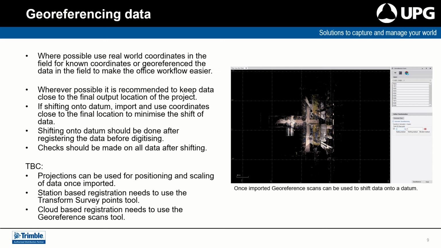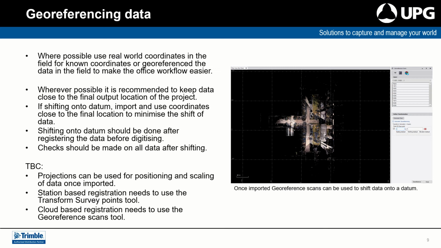In TBC, projections can be used for positioning and scaling data once imported. Station-based registration needs to be done using the Transform Survey Points tool, whereas cloud-based registration needs to be done using the Georeferencing scan tool. So by this, because if you're using an SX series instrument, you know the setup of the location of the scan data and it's done using the stations, not cloud to cloud, we will shift the station location for the scan data rather than the scan points themselves, because the scan points are calculated against where that station setup is.